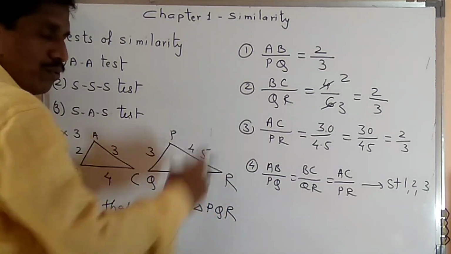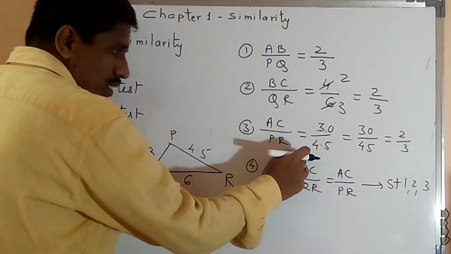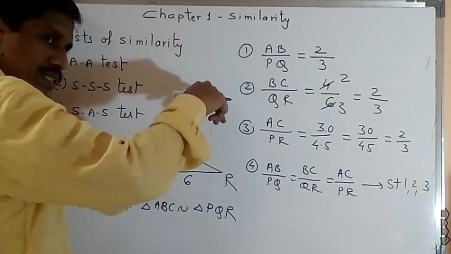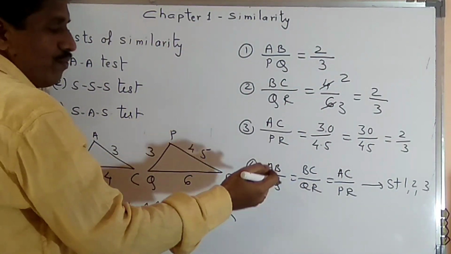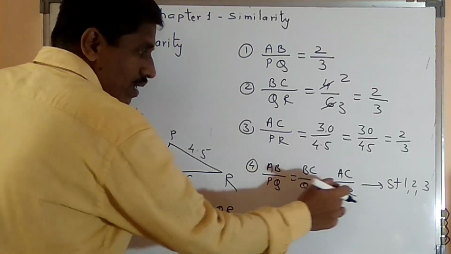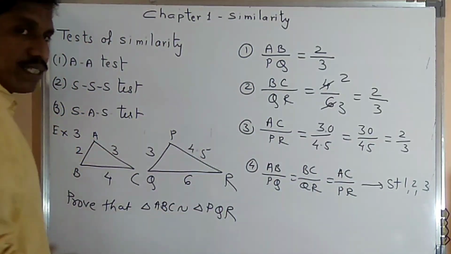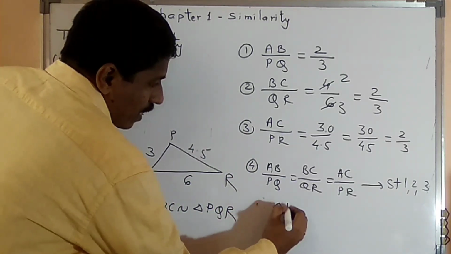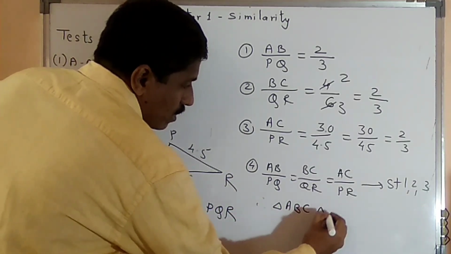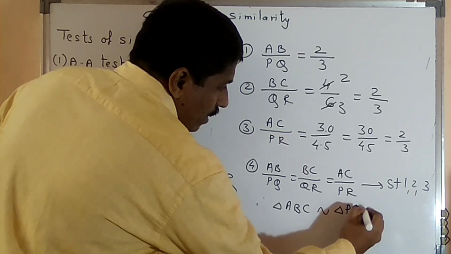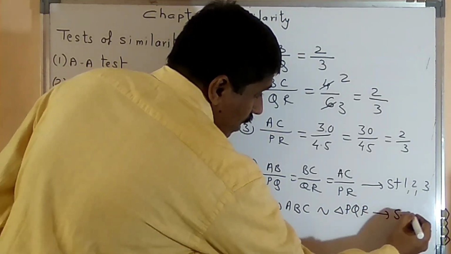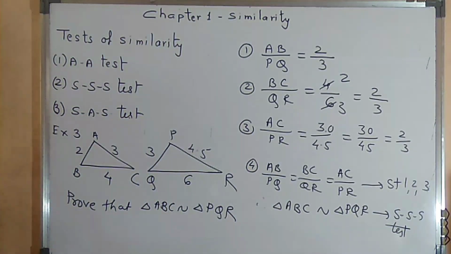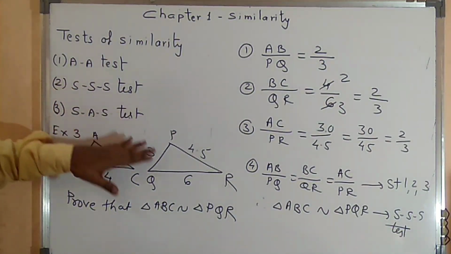With this, what did I prove? AB, BC and AC, the three sides of triangle ABC, are in proportion with PQ, QR, PR, which are the corresponding sides of triangle PQR, and therefore triangle ABC is similar to triangle PQR. What is the reason? SSS test of similarity. Pause the video and write down this.